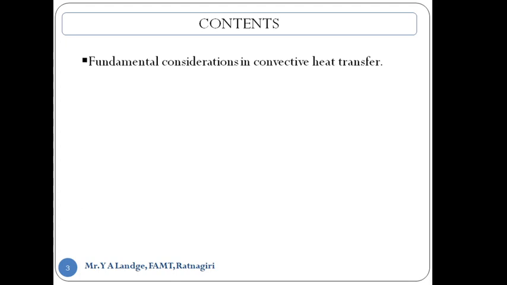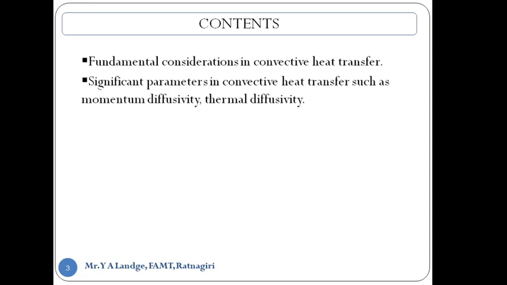Now what is in convection? There are a number of properties which affect the heat transfer rate by convection. As convection is a very complex process compared to conduction, there are a number of parameters to be considered here to get the values. We will learn the significant parameters in convective heat transfer such as momentum diffusivity and thermal diffusivity, and what they mean in convective heat transfer.